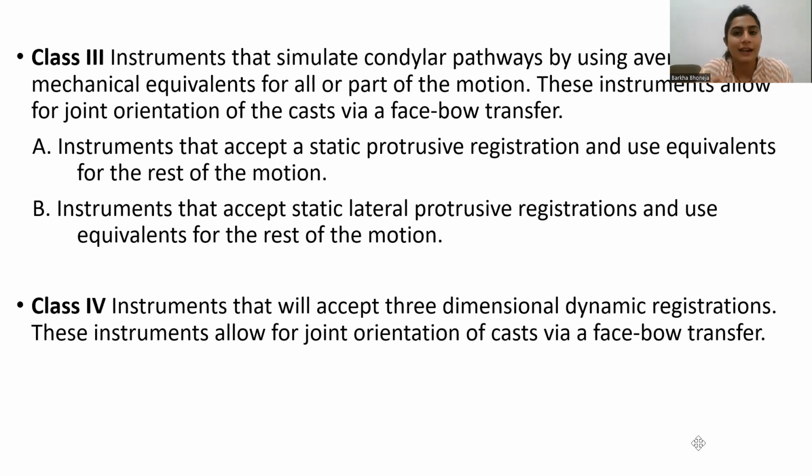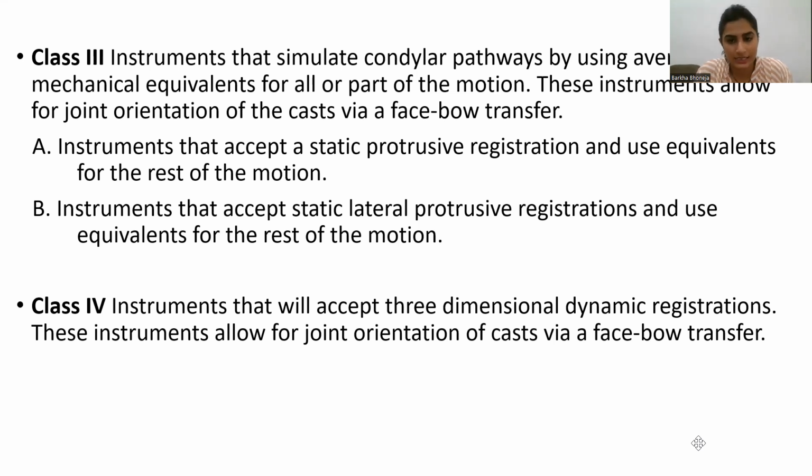That will give you a static protrusive registration, and use equivalence for the rest of the motion. Now this protrusive value, you have to put it into the articulator, and the lateral record can be calculated from the formula L is equal to H upon 8 plus 12. So these are instruments that accept static lateral protrusive registrations and use equivalence for the rest of the motion.